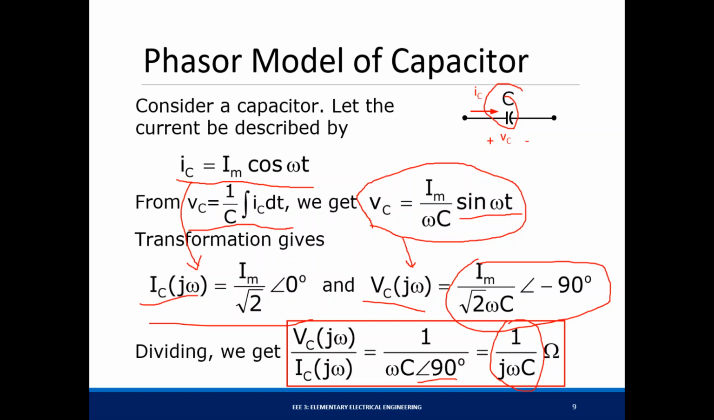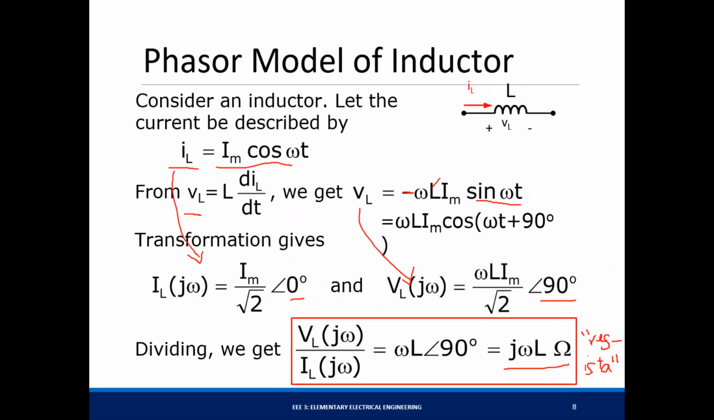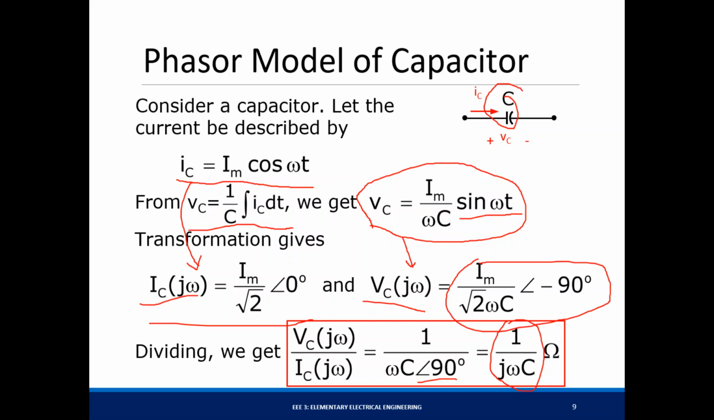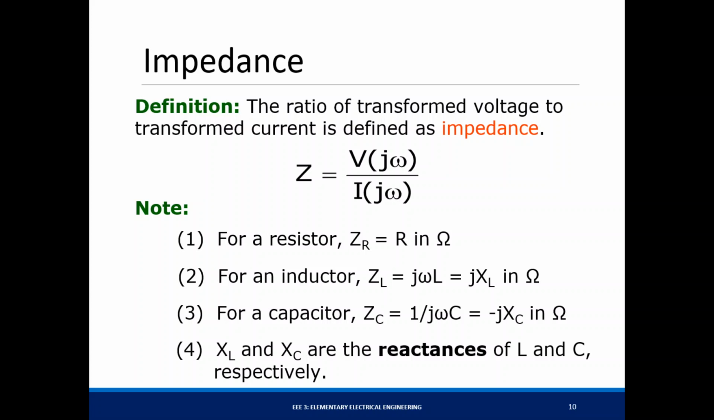But this time, it's opposite your inductor. Your inductor has positive resistance. 1 over j here is actually negative j over omega C. So your capacitor kind of has a negative resistance, quote and quote. So I'm talking about resistance here, but the formal term for this is actually the impedance. The impedance is an extension of your resistance.